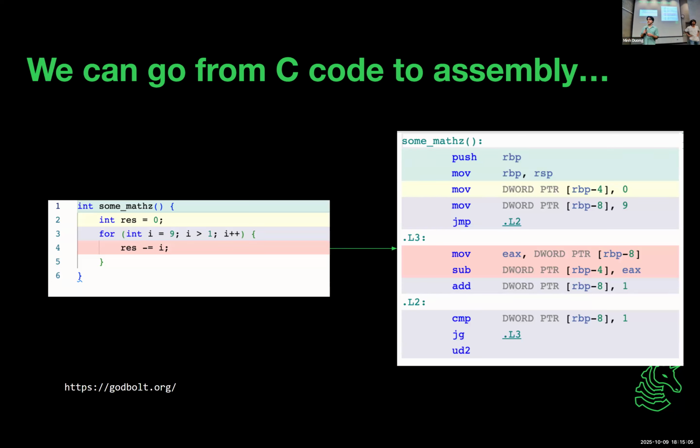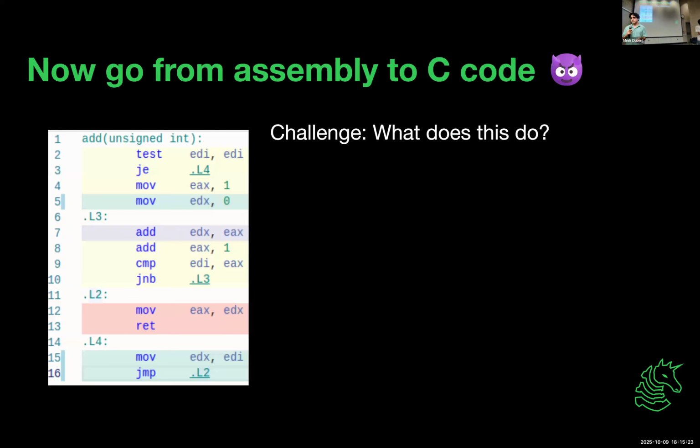Here's an example of going from C to assembly on this website called Godbolt.org. It color codes things so you can see what parts of the C code correspond to what parts of the assembly. That can help you get a sense for how your C is being transformed into assembly by the compiler. So here's your challenge. You have like 10 seconds, because it's not actually that important that you can figure this out.